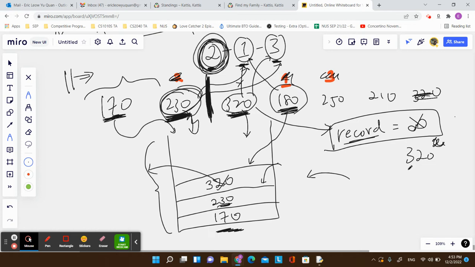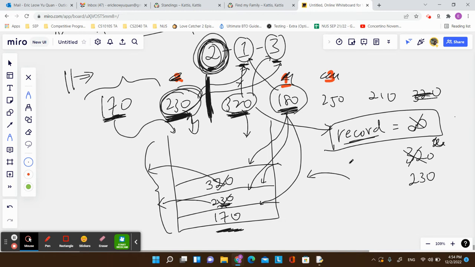But you realize that I can still do better, because notice that the top of the stack is now 230, right? And 230 is also taller than 180 now, which means I can also pop it out from the stack, because 230 and 180 can be a 2-1 pairing as well. And I'll update the record to 230. Now I check 180 with the top of the stack 170, but 170 is shorter than 180, which means this cannot be a 2-1 pairing. And I'm done with this algorithm.